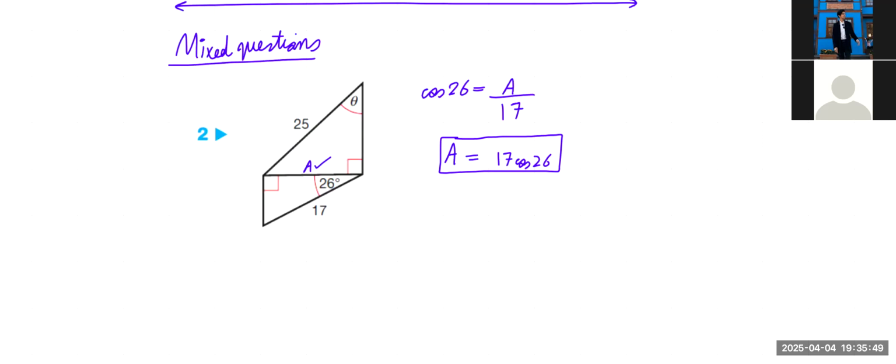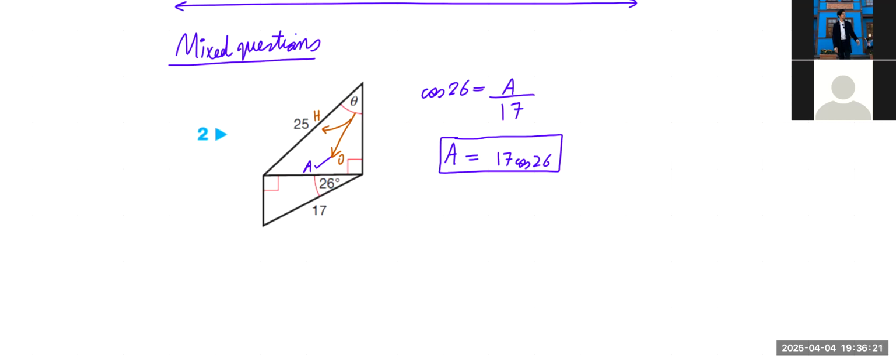So now we can find the angle. Which rule would you use? Tan? No, wait. So this is what? That's the opposite. And what is this? Okay, so you need to use sine. Sine, exactly.